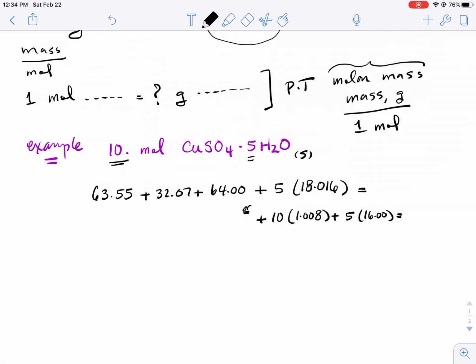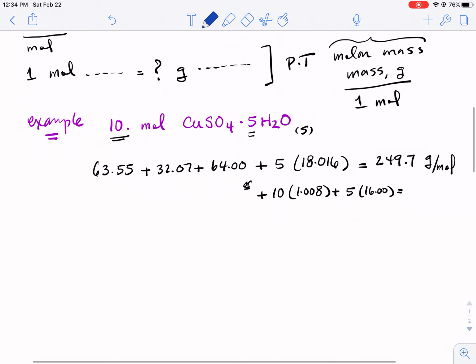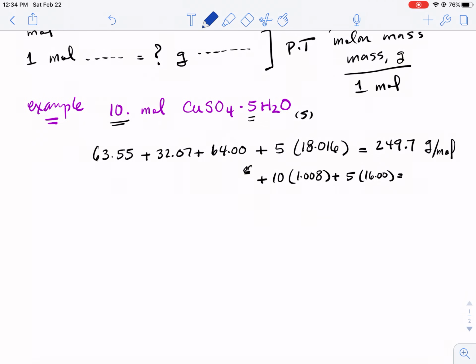And you are also going to be double checking my calculation. 249.7 grams per mole. So my copper sulfate pentahydrate has a molar mass of 249.7 grams per mole. So if I want 10 moles of it, how many grams of copper sulfate pentahydrate would that correlate to?